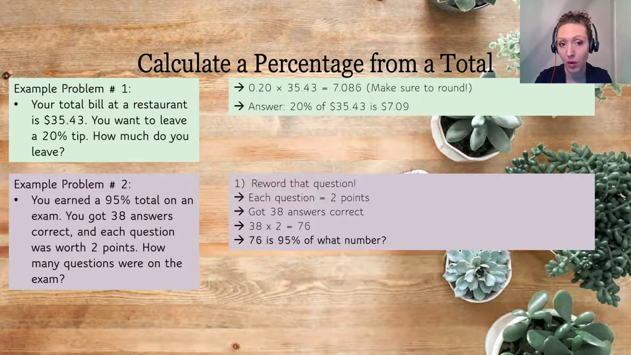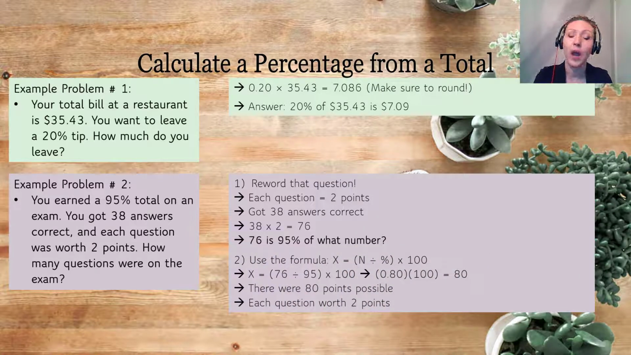And this is a problem we've already looked at. So I've gone ahead and plugged those numbers into the formula, just because the formula is a little bit easier to use for me. So we are looking for that x value. So we're going to plug in the value of 76 divided by 95, multiply that by 100, and so on. So that is going to give us a value of 80. So that value of 80 does not tell us that there were 80 questions on the exam. There's a little bit more work that we still need to do.